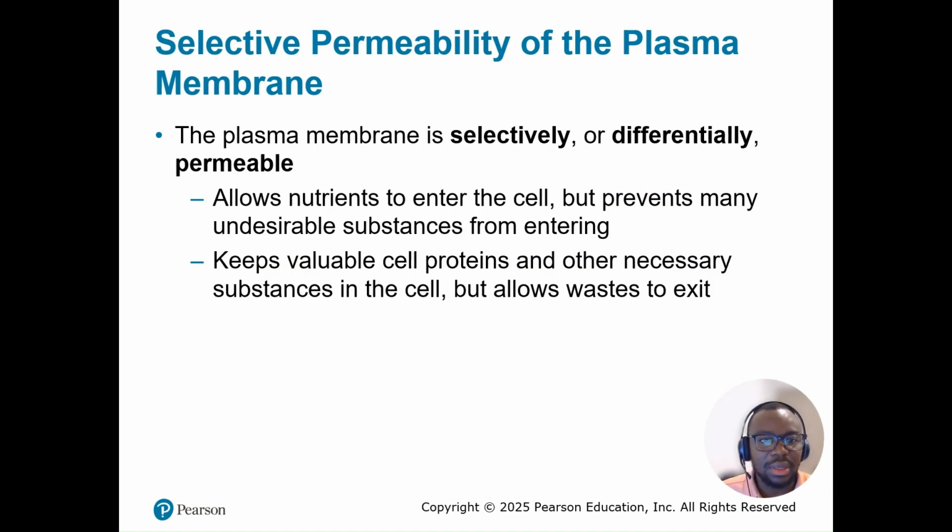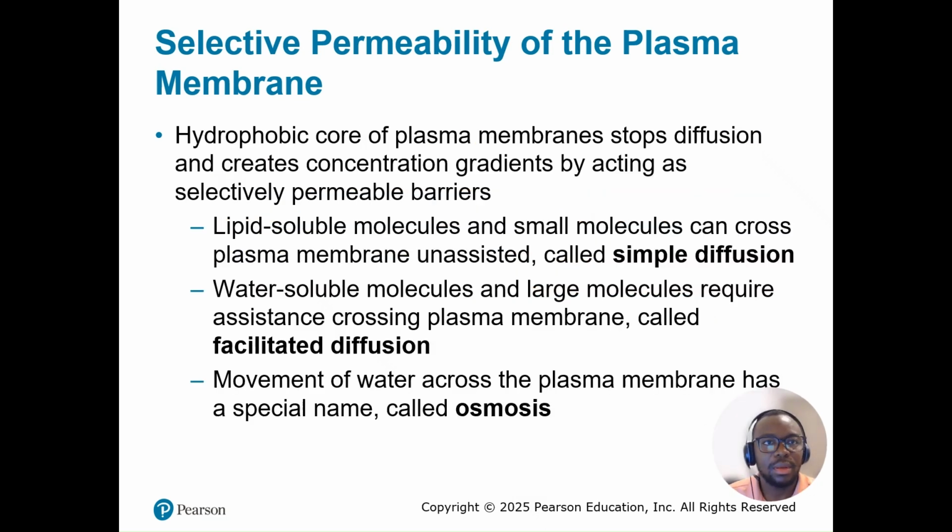As already mentioned, the plasma membrane is described as selectively or differentially permeable. This is because it allows nutrients to enter the cell but prevents many undesirable substances from entering the cell. The plasma membrane also keeps valuable cell proteins and other necessary substances in the cell but allows waste to leave. Basically, it regulates what enters or leaves the cell. The hydrophobic core of the plasma membrane stops diffusion and creates concentration gradients by acting as selectively permeable barriers.